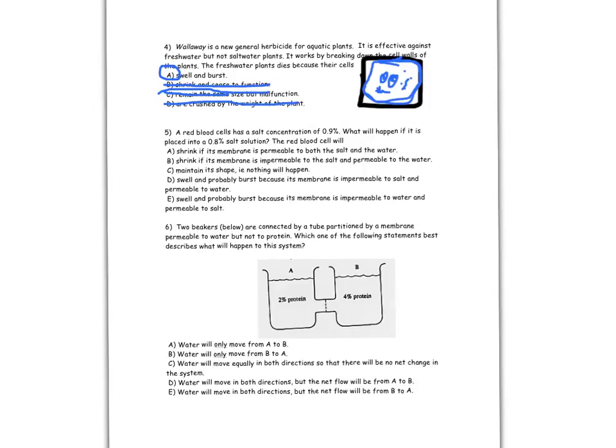The next question. The red blood cell has a salt concentration of 0.9. What happens if it's placed in a 0.8 salt solution? The red blood cell will, well, again, I'm going to tell you, and I hope everyone will, draw it out. So there's your 0.8% salt solution. Let's just put Na, although it could be any salt. And this red blood cell is 0.9. We already identified that from the previous question. But let's put the red blood cell in there, and let's say that's 0.9%.